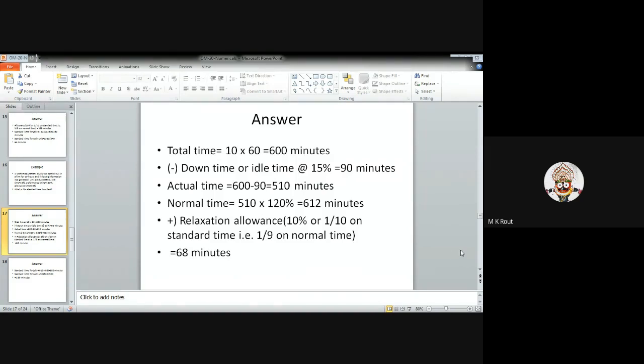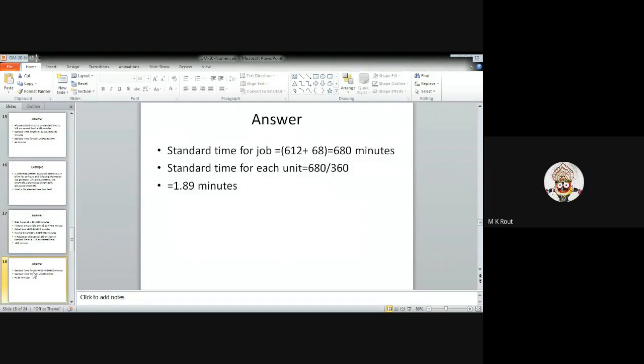You can check here. The total time equals 10 hours into 60. 1.88 minutes standard time for each unit. Okay. 1.89. 1.89 minutes. That is the answer.